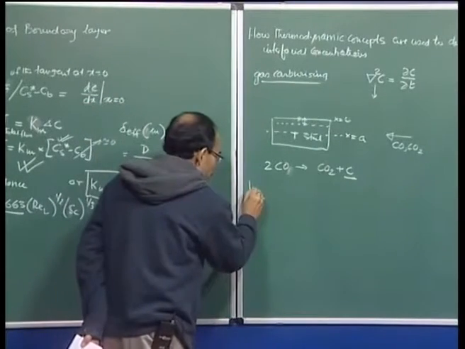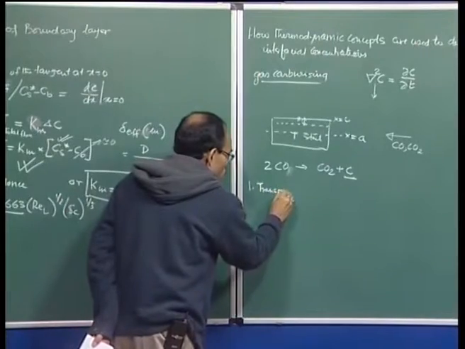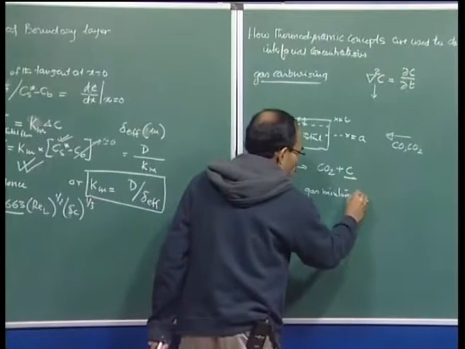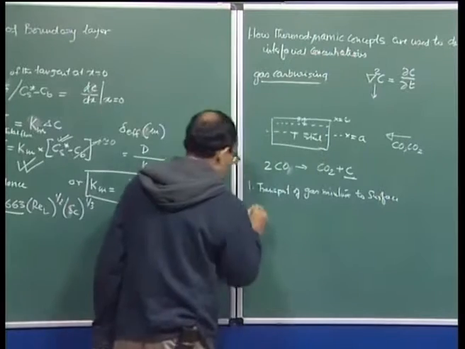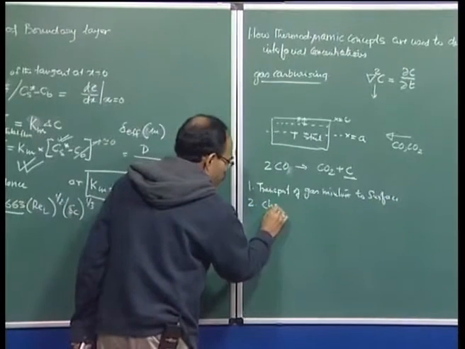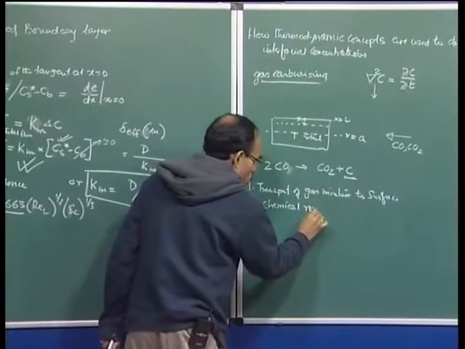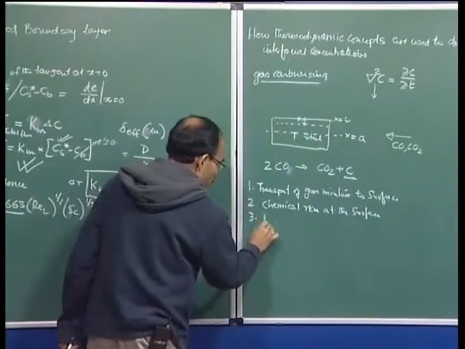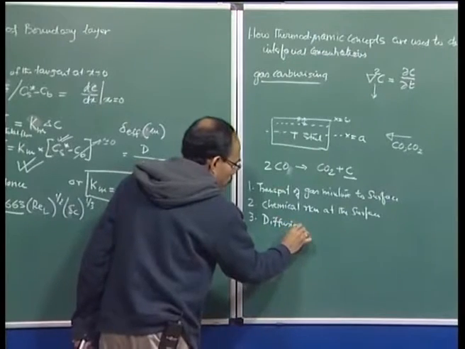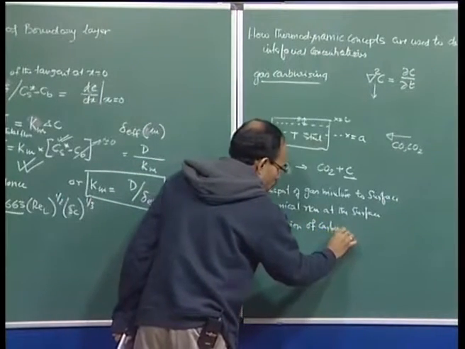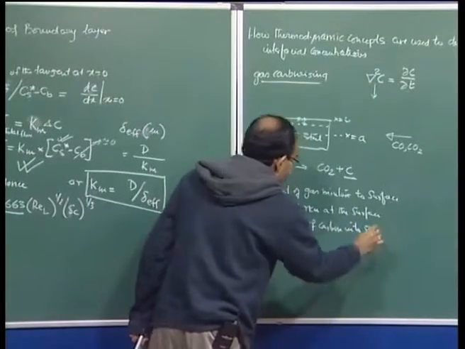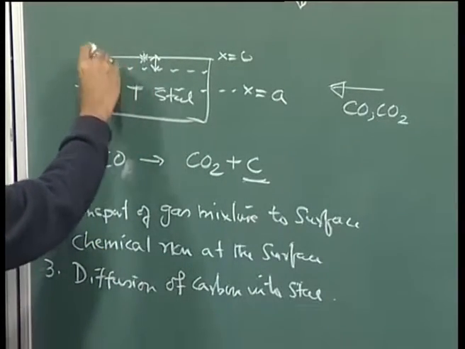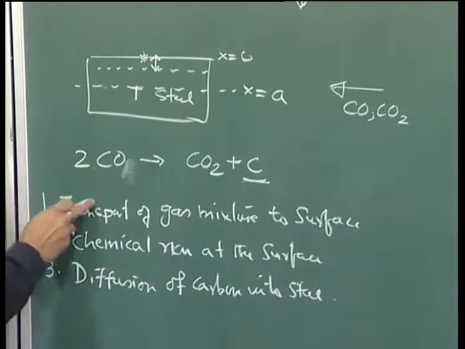The first kinetic step is transport of gas mixture to surface. Number 2, chemical reaction at the surface. And number 3, diffusion of carbon. So, the rate at which the case depth is growing is a function of the rate of these three processes.